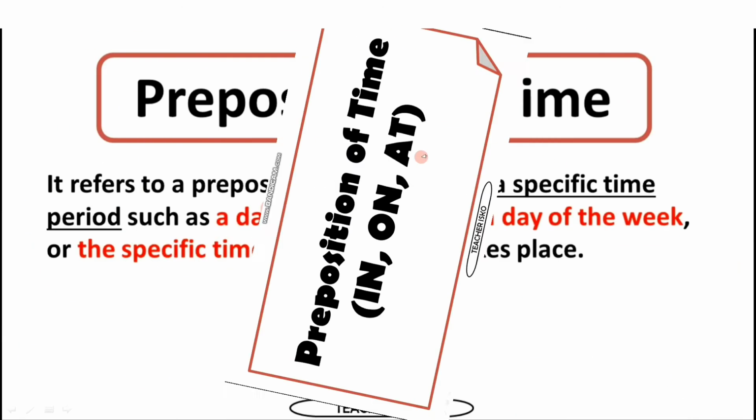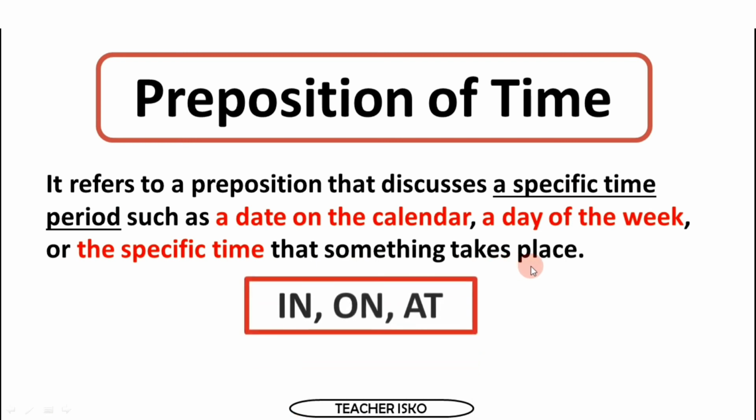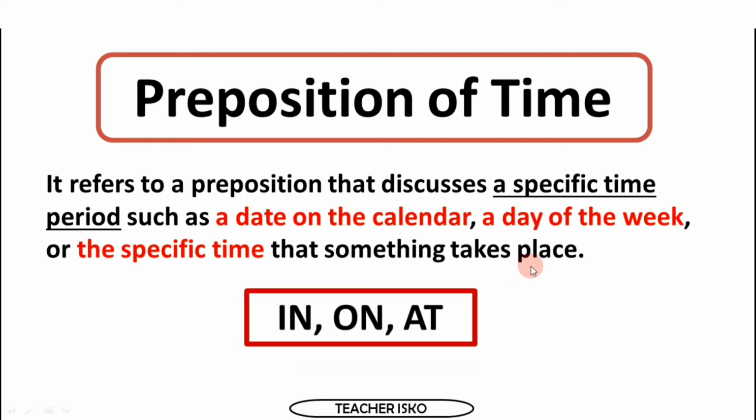the next slide. When we say preposition of time, it refers to a preposition that discusses a specific time period such as a date on the calendar, a day of the week, or the specific time that something takes place. In short, we use it in referring to time. There are other prepositions of time, but for this video tutorial, we're gonna talk about in, on, at.